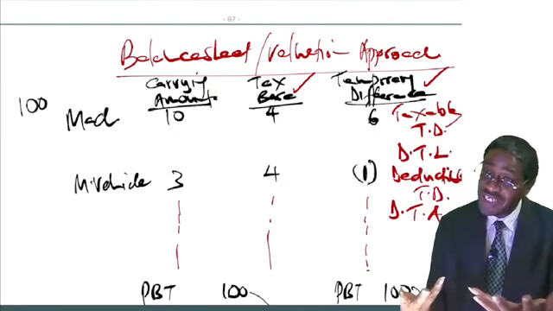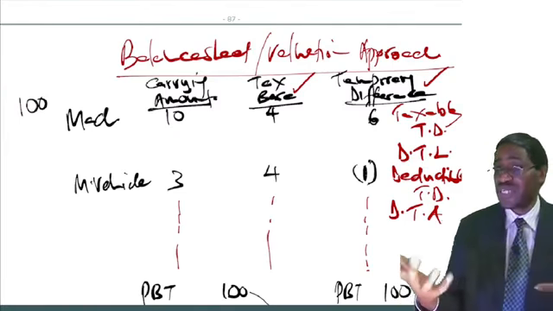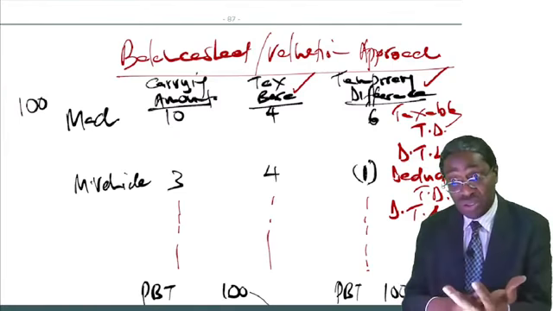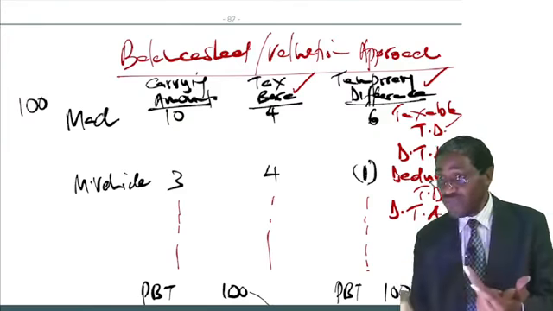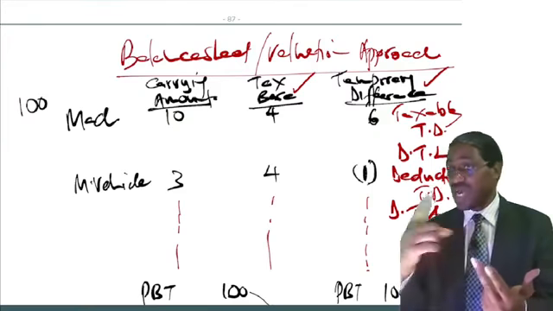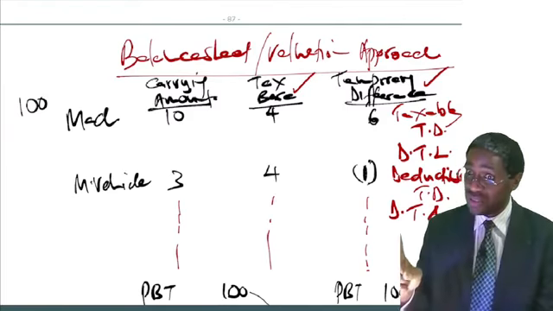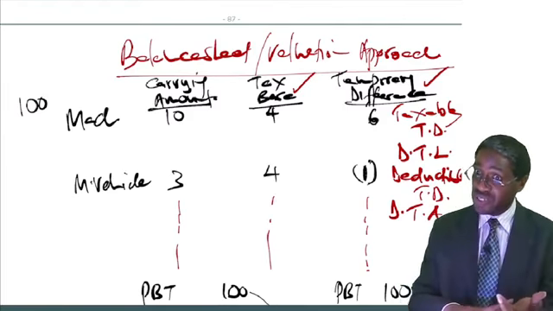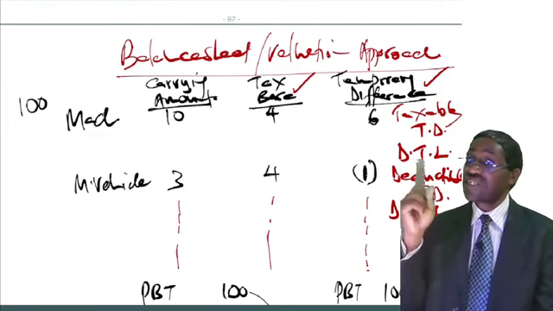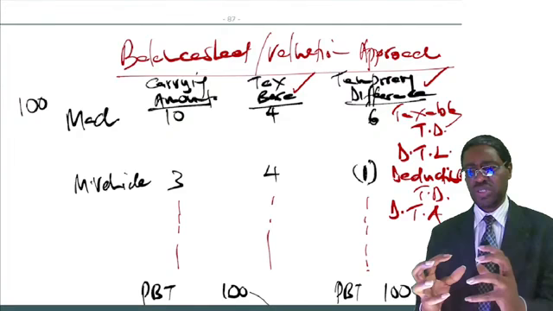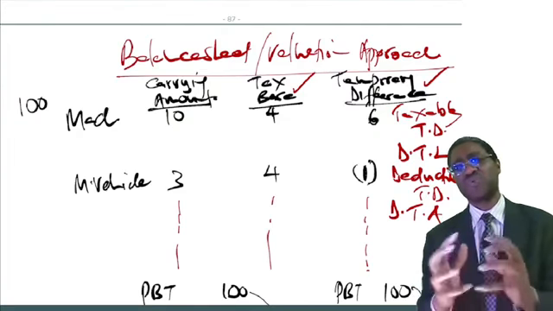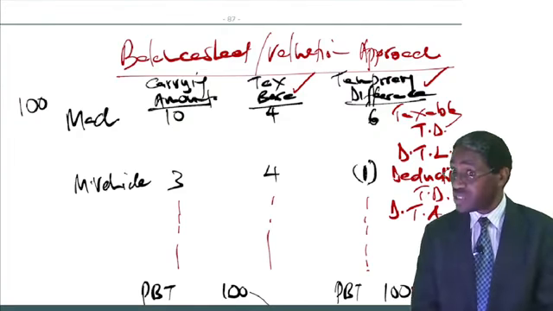You can even go further and tell the examiner, temporary difference can either be taxable or deductible. You can even go further and say, taxable temporary difference creates what? Taxable temporary difference creates a deferred tax liability, while a deductible temporary difference creates what we call a deferred tax asset.